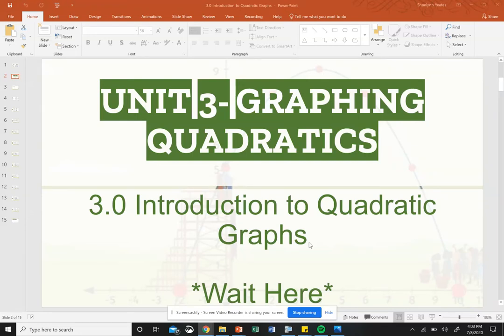So today we're doing an introduction to a quadratic graph. Like, what even is it? What does it look like? I kind of introduced it when we did piecewise graphing. We talked about how it's shaped like a U. A parabola, so it's called a parabola is the shape.